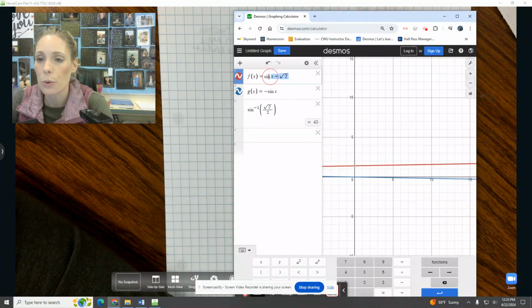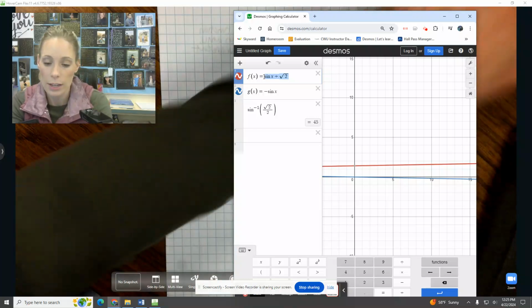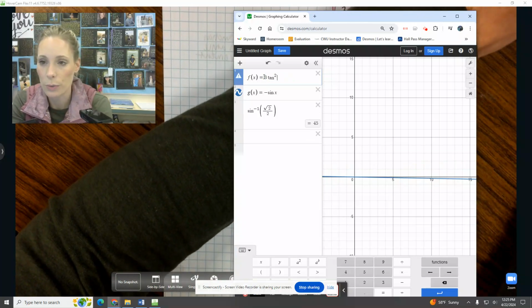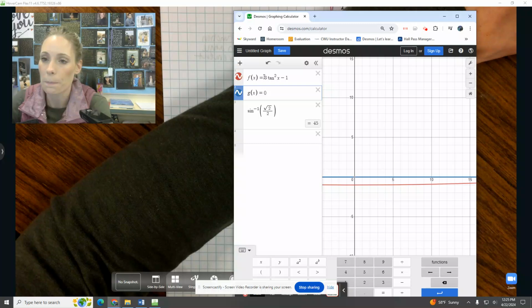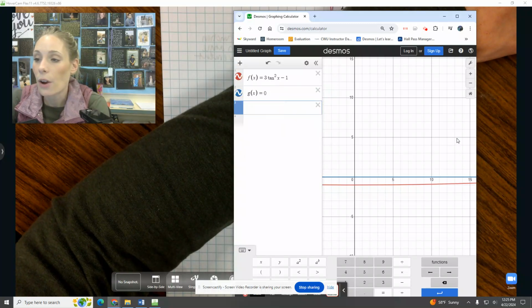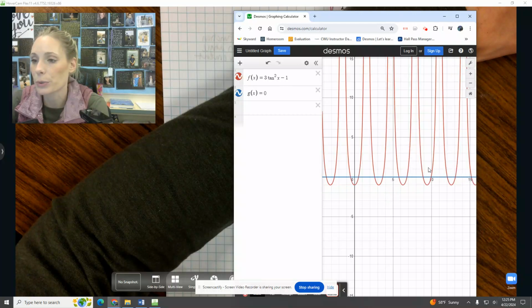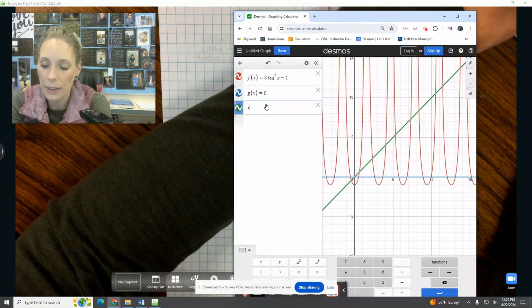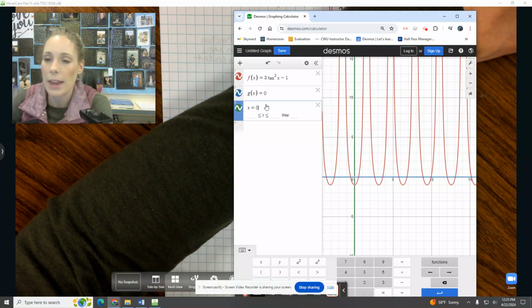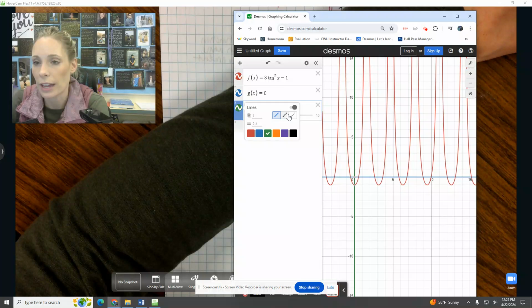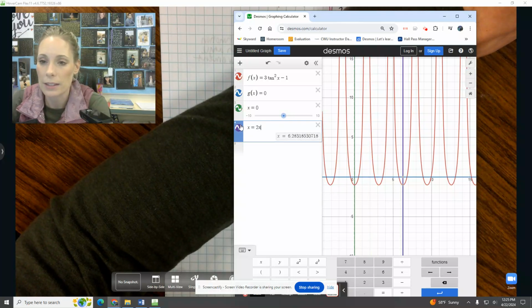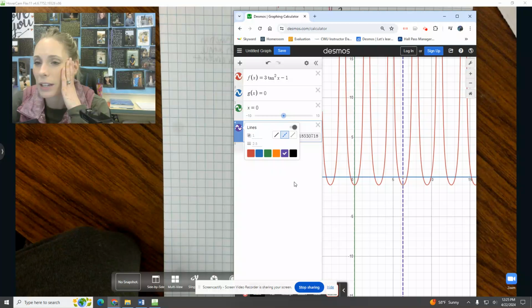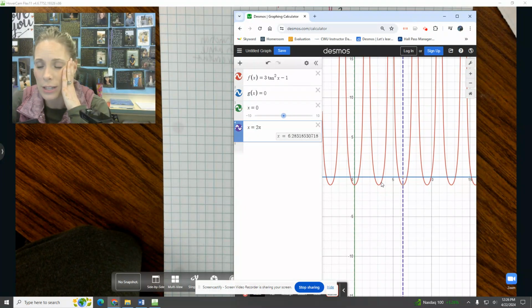All right. So my first equation that I'm going to type in here is going to be 3 tangent squared of x minus 1, and then I'm going to type in 0. I also like to put in that x equals 0 and make this a dashed line, and x equals 2 pi and make this a dashed line, because we only care about the answers between 0 and 2 pi. And so I'm not going to look beyond this point.